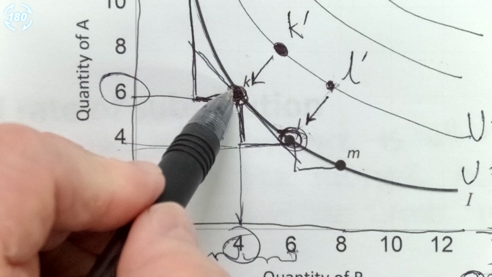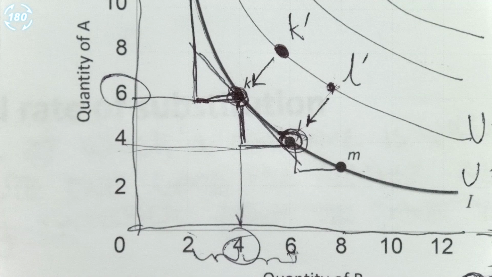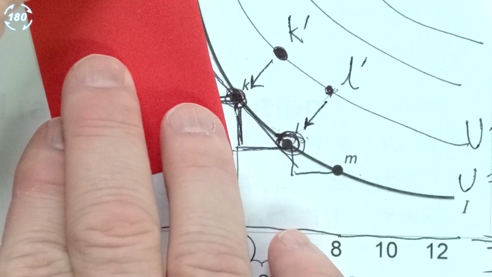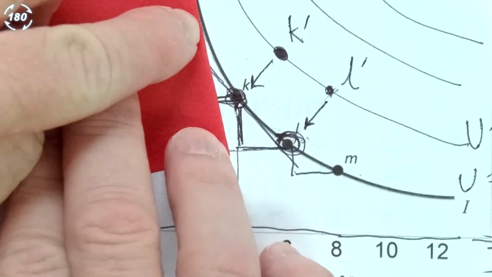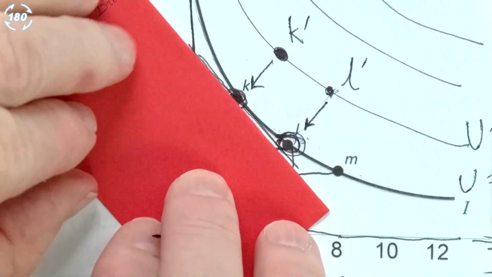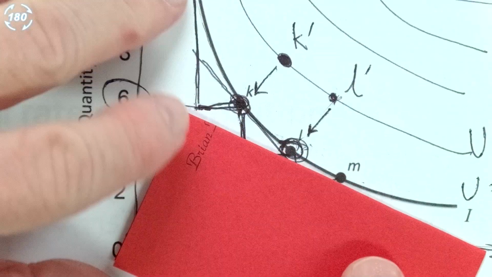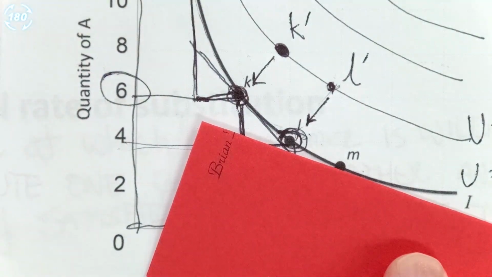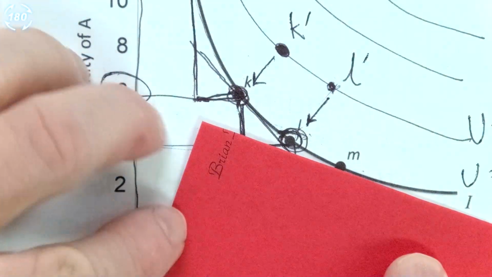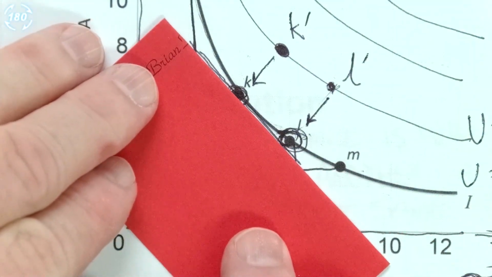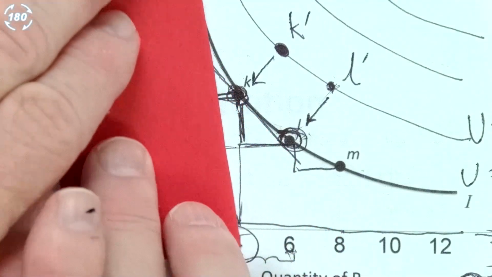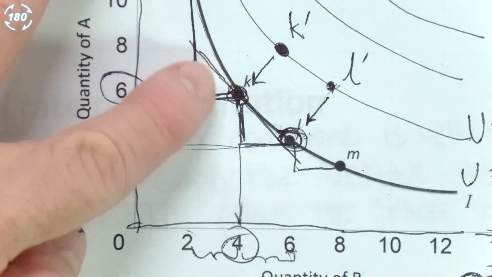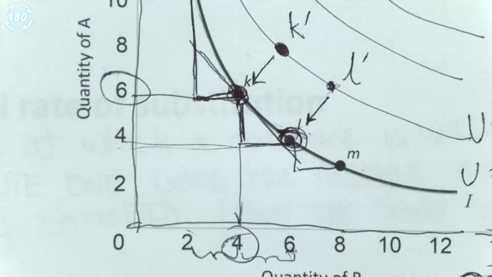You notice that tangent line is going to rotate. Initially up here, I will give up a bunch of apples to get some more oranges. Down here, not so much. And over here, certainly not so much. The rate at which I will give up A to get B is the slope of this line right here. Okay? It's the marginal rate of substitution. All right, that is called the marginal rate of substitution.